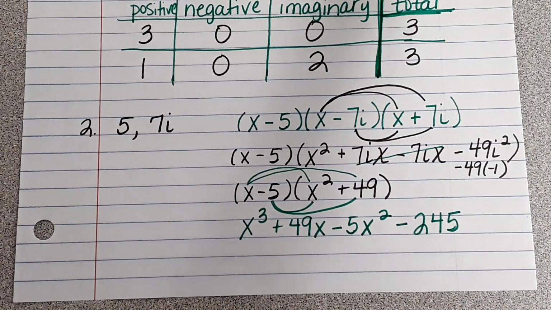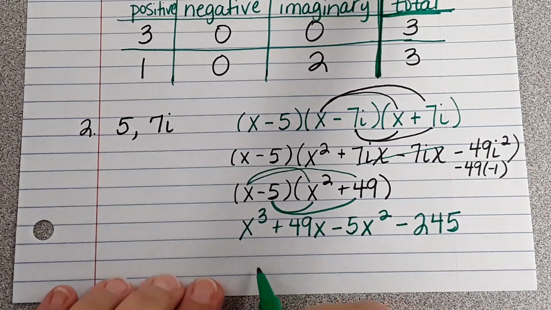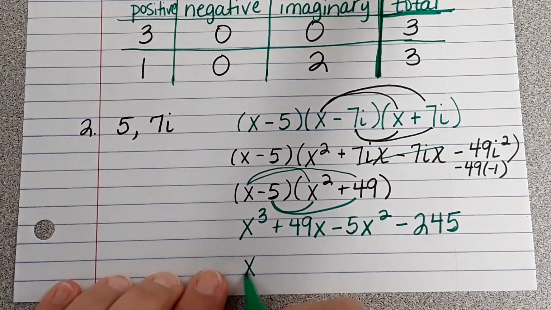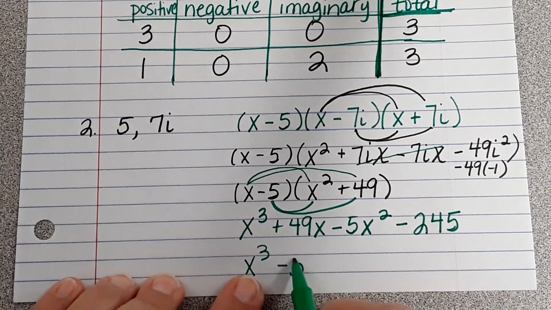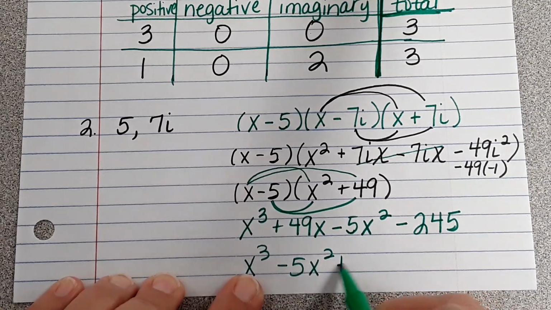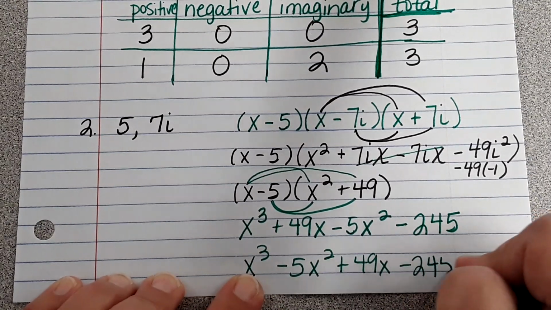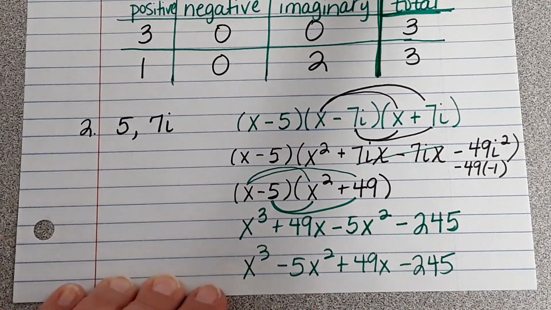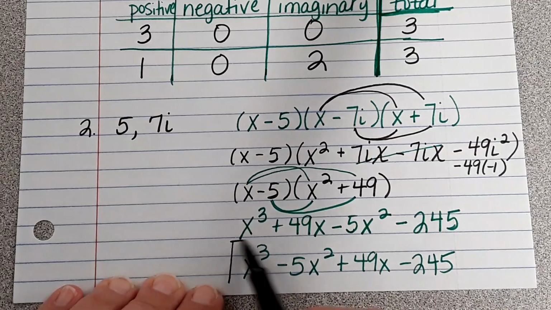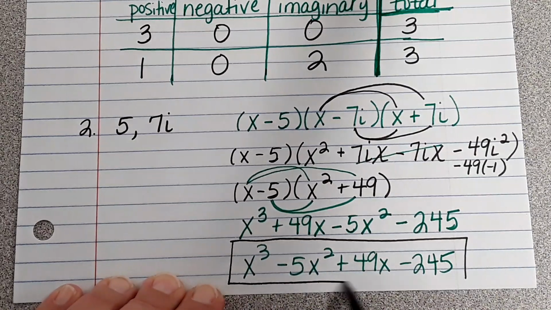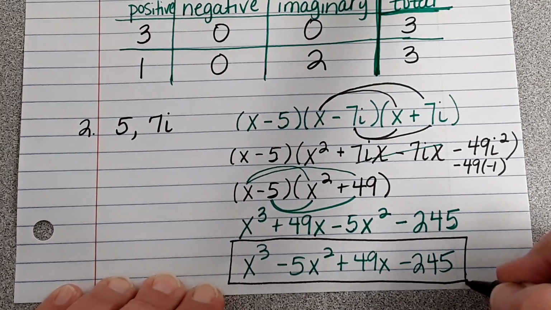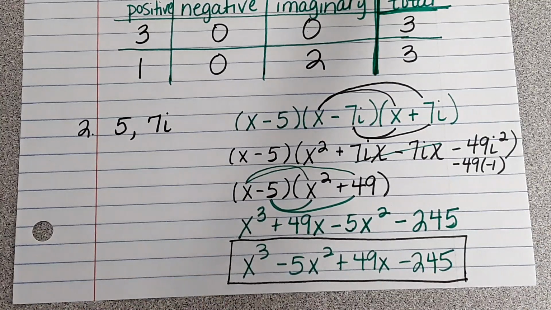Every time you do something on the SATs or the ACTs, they're going to put it in standard form. Standard form just means put your exponents in order from greatest to smallest. So x to the third minus 5x squared plus 49x minus 245. Just like when we did synthetic division, you needed to put it like that. So that's your final answer. Are there any questions about that one?